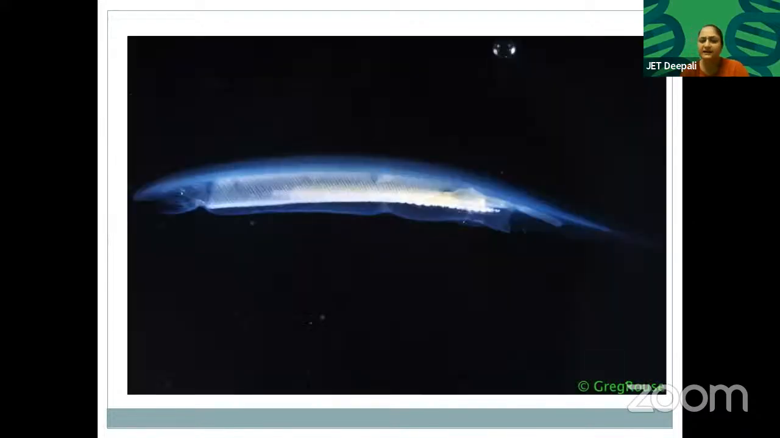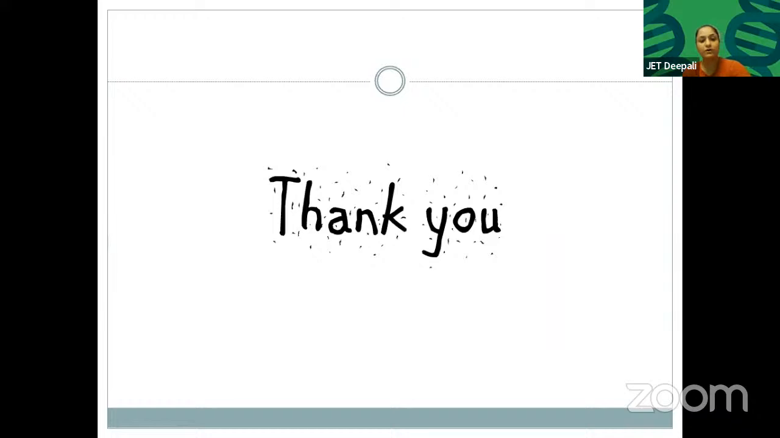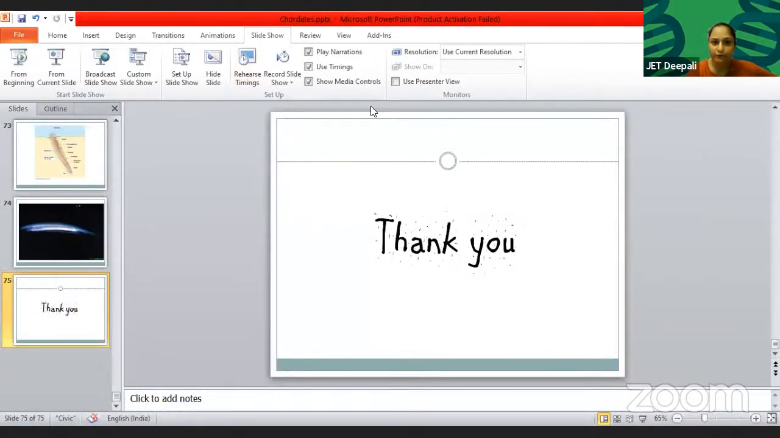See, this is a diagram of Asymmetron. You can see muscular bands on the dorsal surface and on the lateral surface, not on the ventral surface. This is the post-anal tail. You can see a proper notochord and dorsal nerve cord. These are the tentacles. You can see they also show bioluminescence. Okay, thank you. So this is all about the protochordata. So here we complete the protochordata.